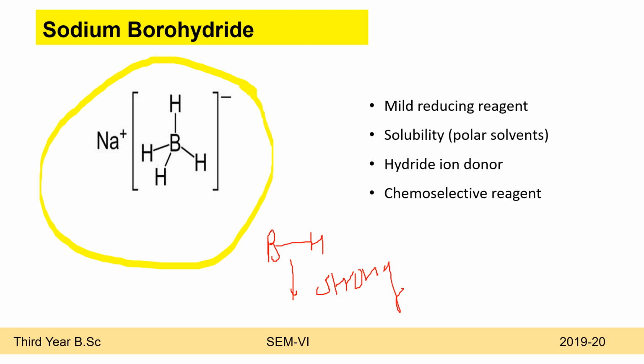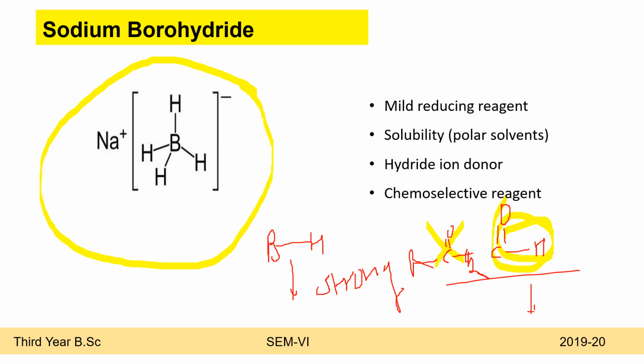Due to this mild reducing property, it acts as a chemoselective agent. Why is it a chemoselective agent? Suppose a molecule contains both carbonyl groups, an aldehyde as well as a ketone. When we treat this molecule with sodium borohydride, it reduces only the aldehyde into the corresponding alcohol. It cannot reduce the ketone because the reactivity of the aldehyde is more as compared to the ketone. That's why it's a chemoselective reagent.